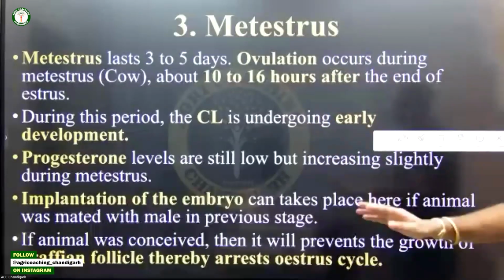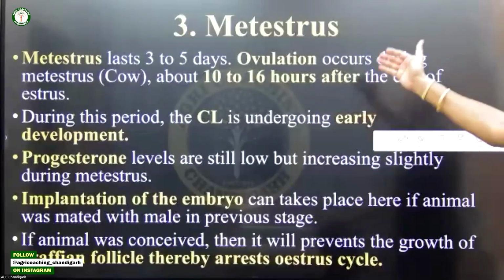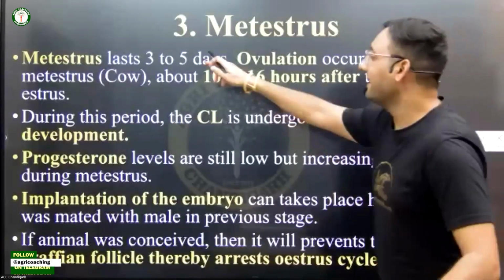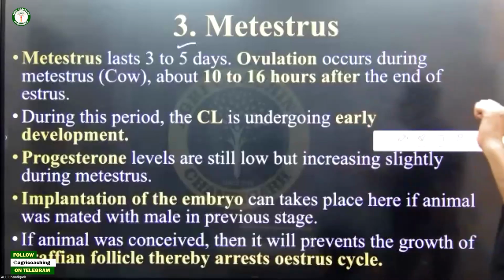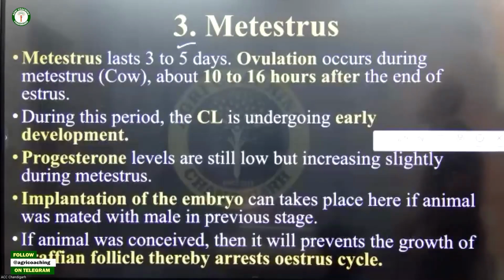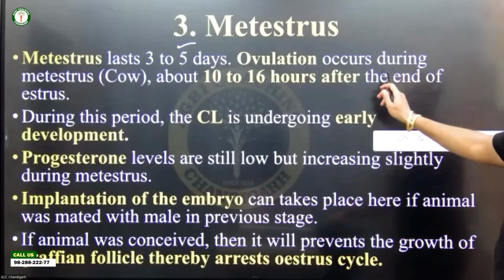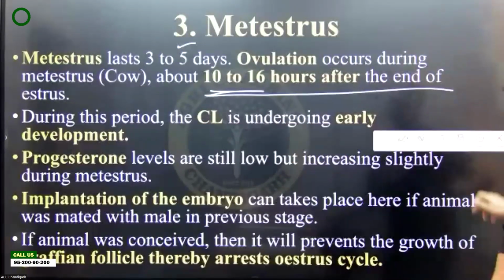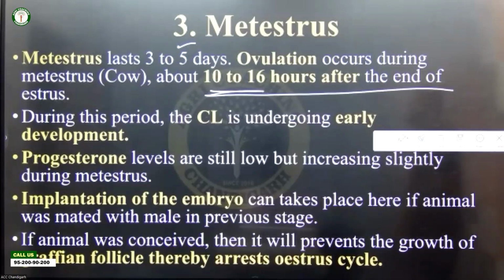Two stages are over. Now we are starting with the third stage, Metestrus, or say the second phase, which is the luteal phase. Now Metestrus, average duration is 4 days, but Metestrus will last for 3 to 5 days. Ovulation occurs during Metestrus about 10 to 16 hours after the end of estrus. And this is what we were discussing just 1 minute before.